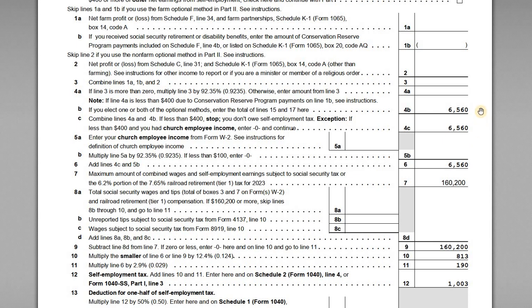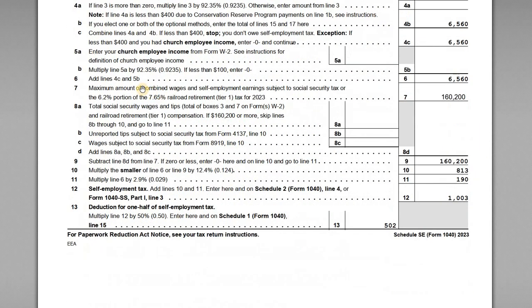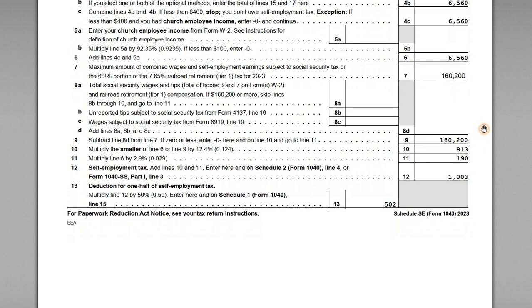So we take our $6,560, transfer that back up here to line 4B, and then now we can continue on with the return. So line 4C, we combine A and B. We're left with the $6,560. We are not a church employee, and we don't have any other wages that are going to be included. So lines 5A, B, and 8A through 8C are blank for us. Now, the $160,200, that is the Social Security wage cap for the year, for 2023.